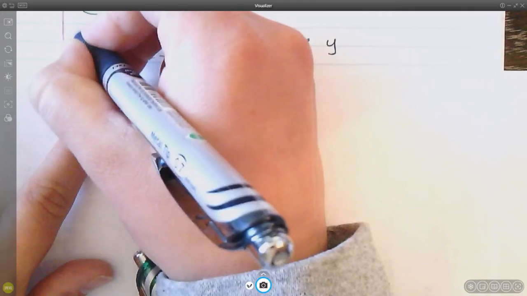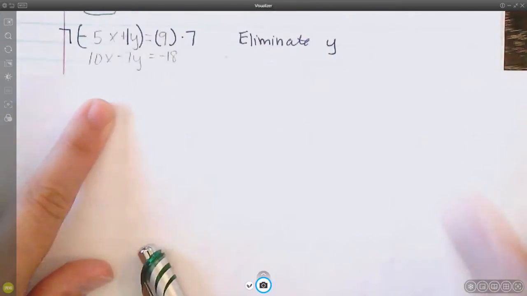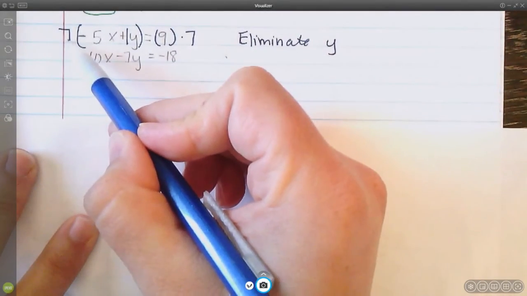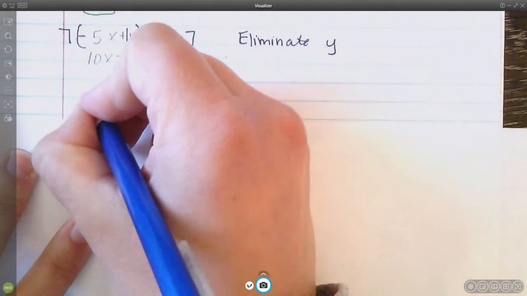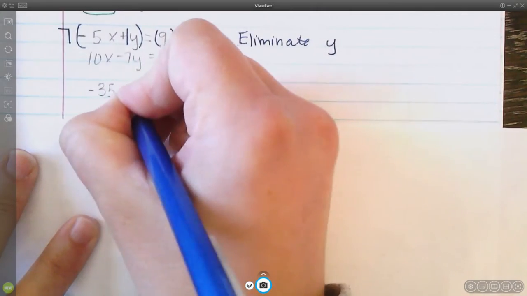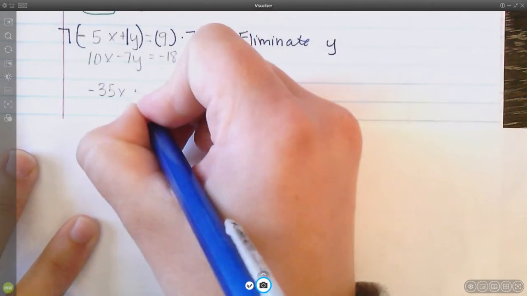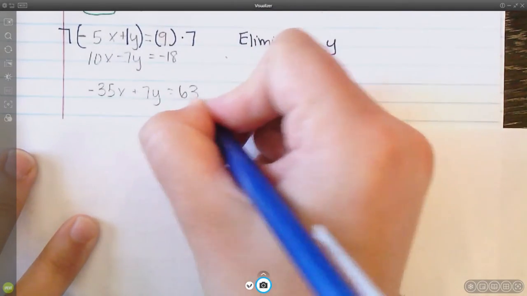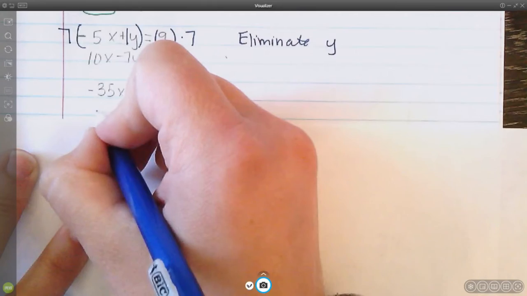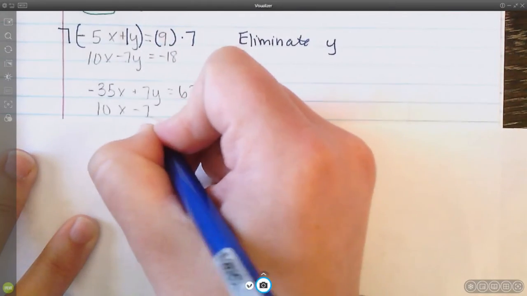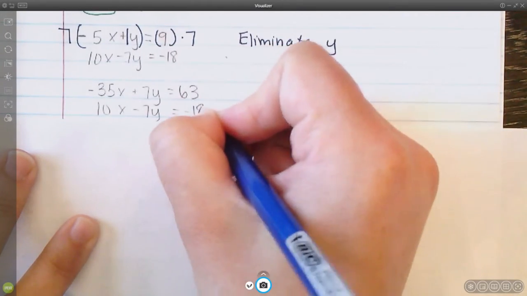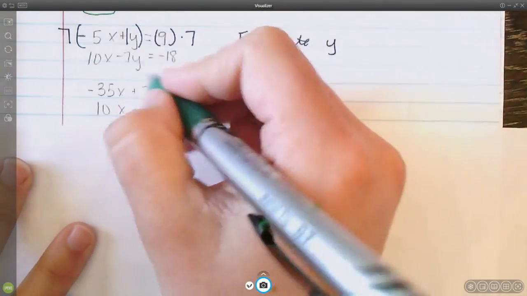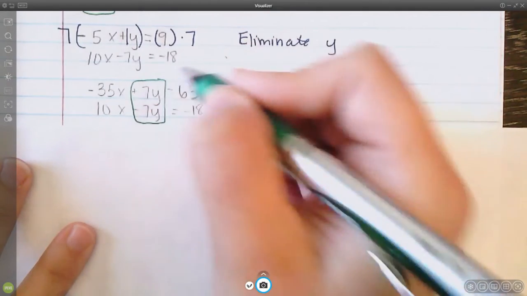So multiply the left side, multiply the right side, and if I rewrite those, so here we're going to distribute. So 7 times negative 5x is negative 35x. 7 times 1y is 7y equals 9 times 7 is 63. And then I just rewrite this bottom one. So you have 10x minus 7y equals negative 18. And now we have 7y and negative 7y, so these ones will eliminate.